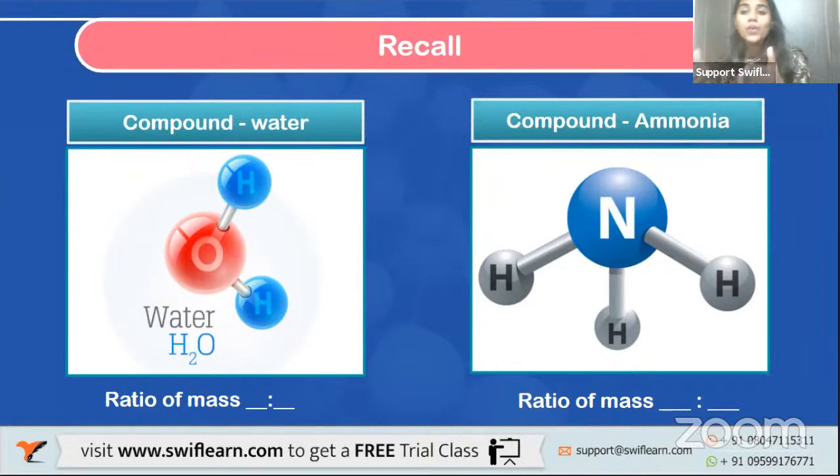Now coming to ammonia. Ammonia has 1 nitrogen atom and 3 hydrogen atoms. So how do we find out the ratio of mass? First we should know the mass of nitrogen, which is 14. Then we already know the mass of hydrogen, which is 1. So there are 3 hydrogen atoms, so 3 into 1 is 3. So the ratio is 14:3, that is, 1 nitrogen atom is to 3 hydrogen atoms.